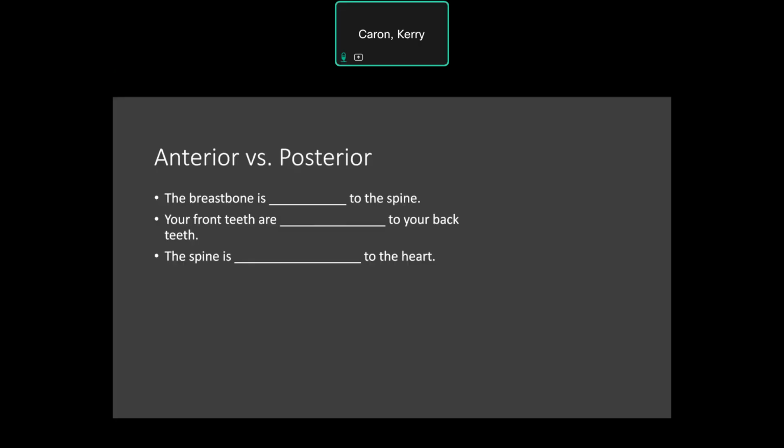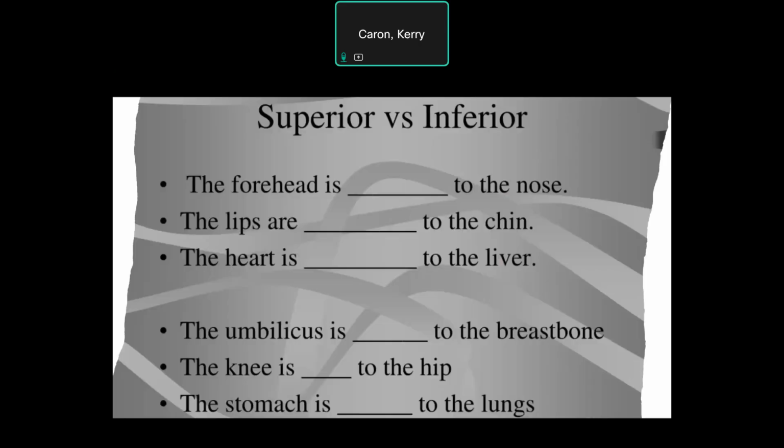Oh, we don't have a slide with the answers. I'll give you the answers. Okay, so the forehead is superior to the nose. The first answer is superior. The lips are superior to the chin. The heart is superior, toward the head, to the liver.